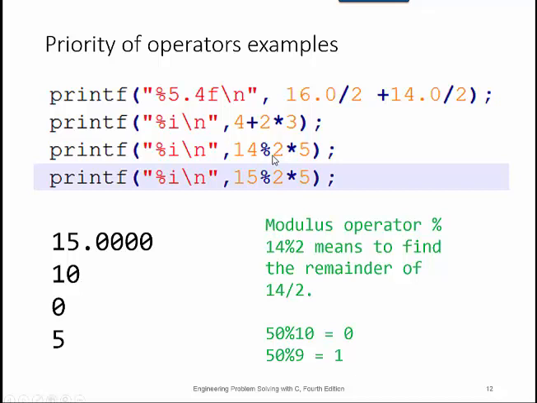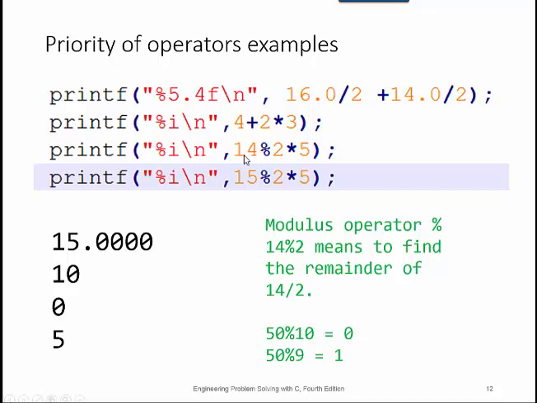The next one, which you may or may not have seen before, is called a modulus operator. It looks like a percent sign. Basically, modulus says, tell me what the remainder is. So 14 modulus 2, or 14 mod 2, means what is the remainder of 14 divided by 2, which is a 0. 50 modulus 10 is 50 divided by 10, which the remainder is 0, so the answer will be 0. 50 divided by 9 is 5 with a remainder of 5, because 9 times 5 is 45. So that's what the modulus operator means.